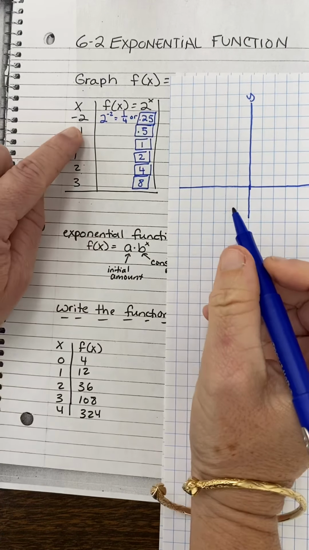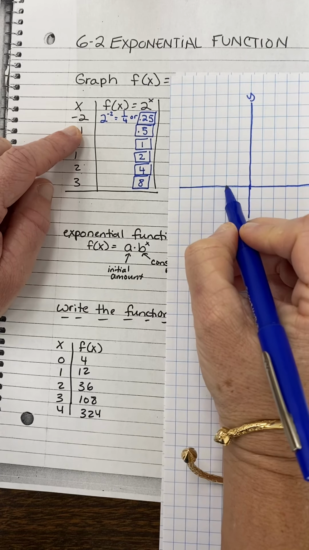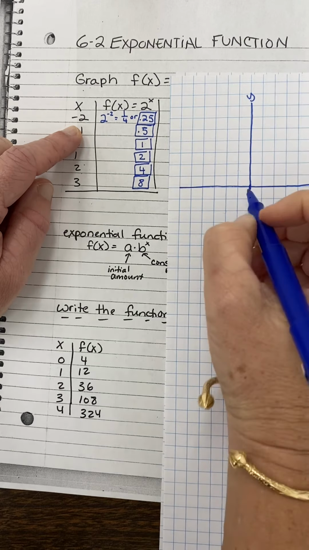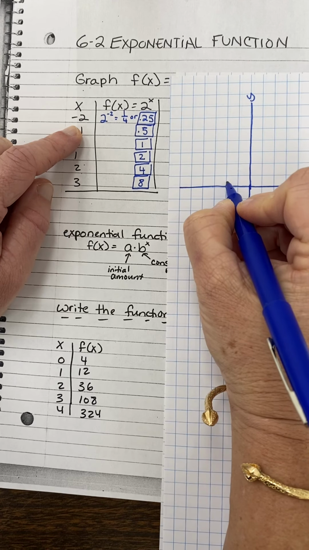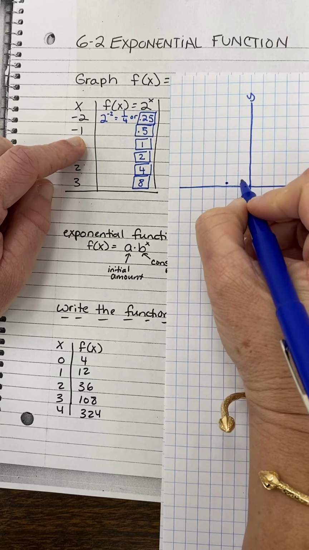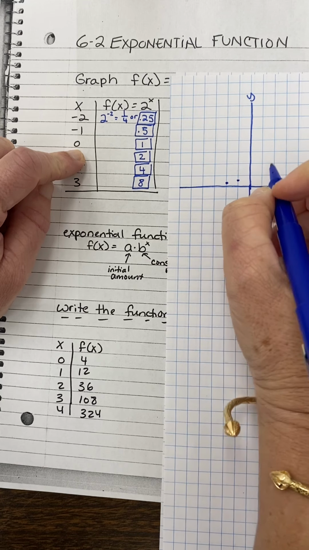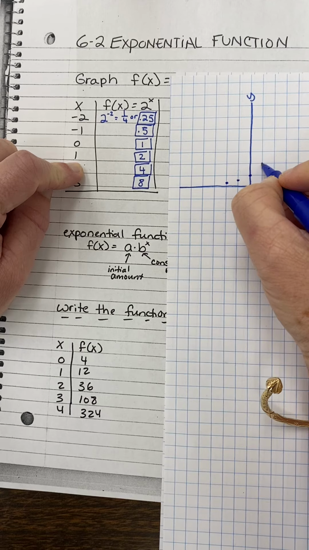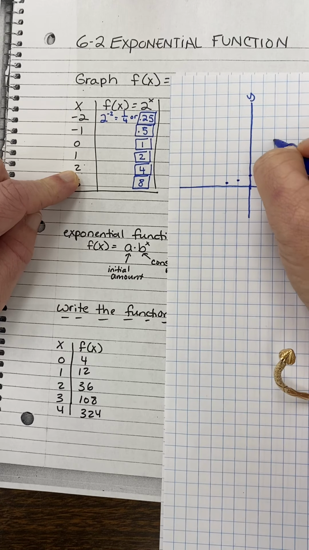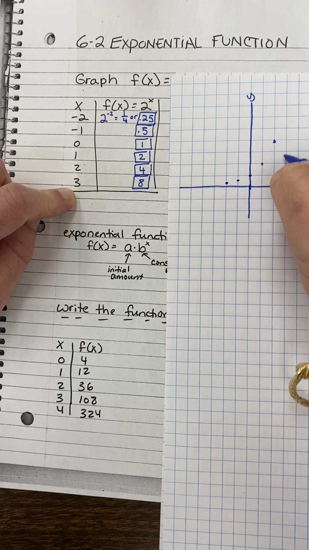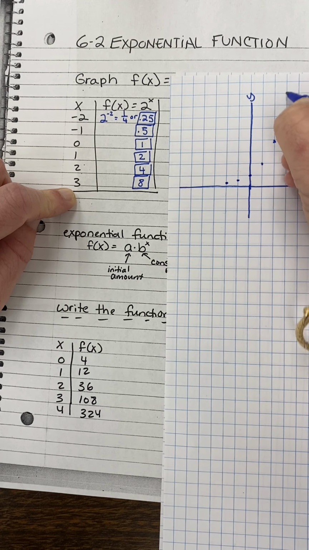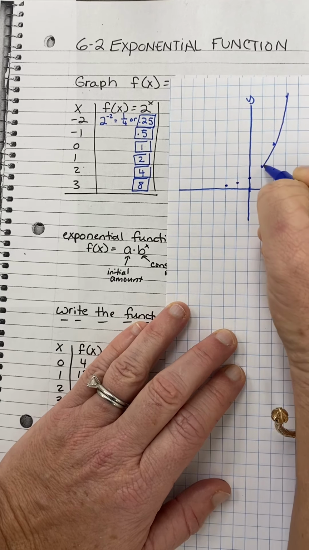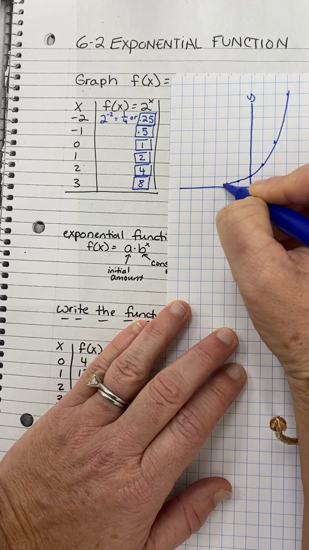All right, so when x is negative 2, it's at 0.25. Okay, so negative 1 is 0.5, 0 is 1, 1 is 2, 2 is 4, and 3 is 8. Okay, so you can see that this exponential function looks like this.